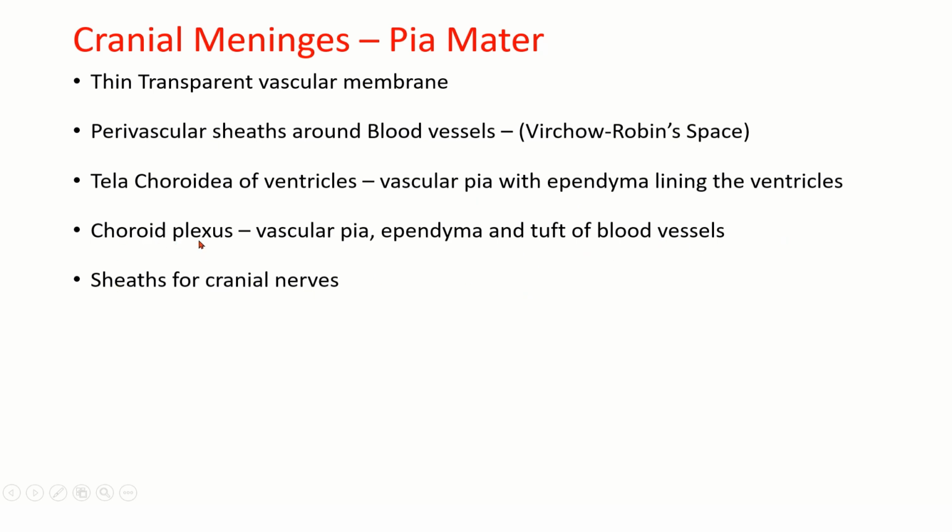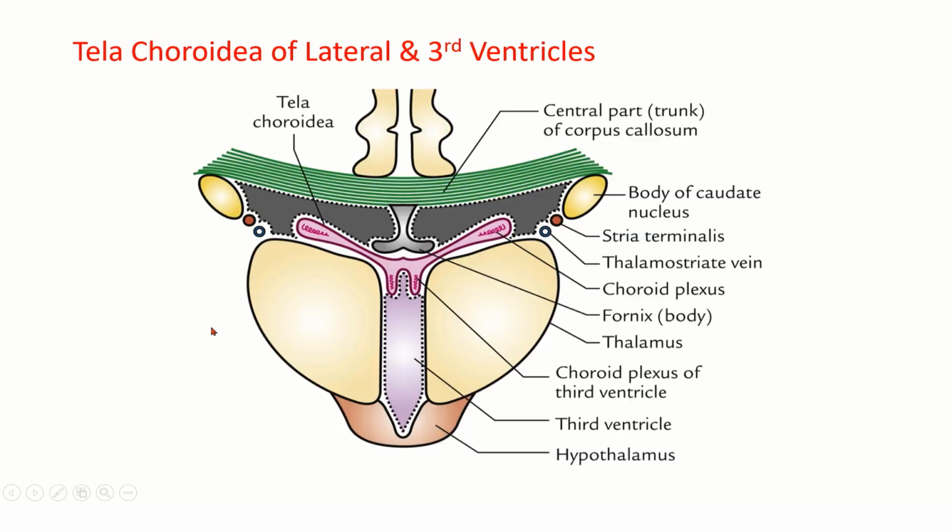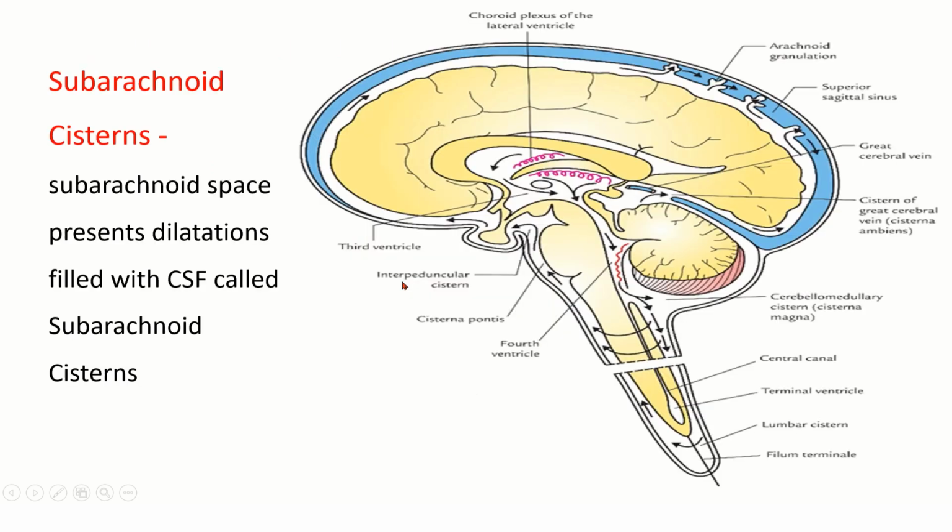So these choroid plexuses are responsible for the production of CSF. They also form sheaths for cranial nerves. You can see here, these are the tela choroidea and choroid plexus of the lateral ventricle. And here you can see the tela choroidea and choroid plexus of the third ventricle. So choroid plexus for the lateral ventricle and choroid plexus for the third ventricle. And here you can see the choroid plexus for the fourth ventricle.